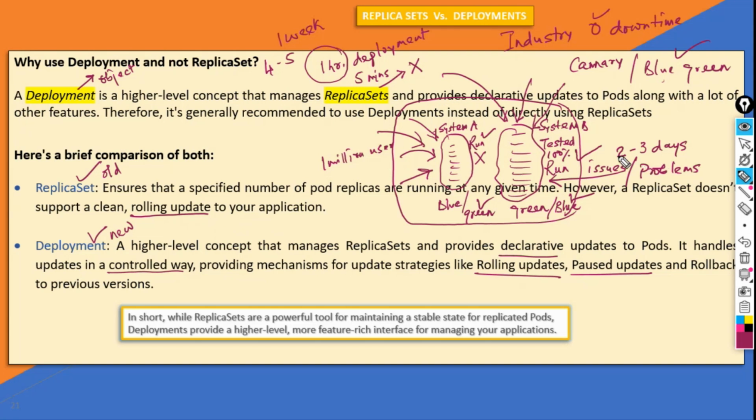This 2 to 3 days, or maybe sometimes they are using 7 days, or maybe 15 days, stability period. All the while, this is system A and system B is running. But maybe if the user complains that there is a performance degradation or they are not happy with the system, then you can immediately roll back to the old system. So rollback mechanism is also, and so therefore everything will be mentioned under the deployment.